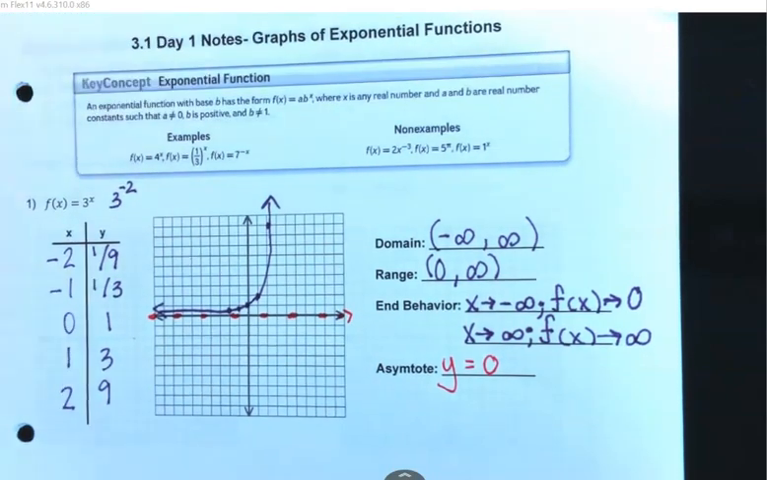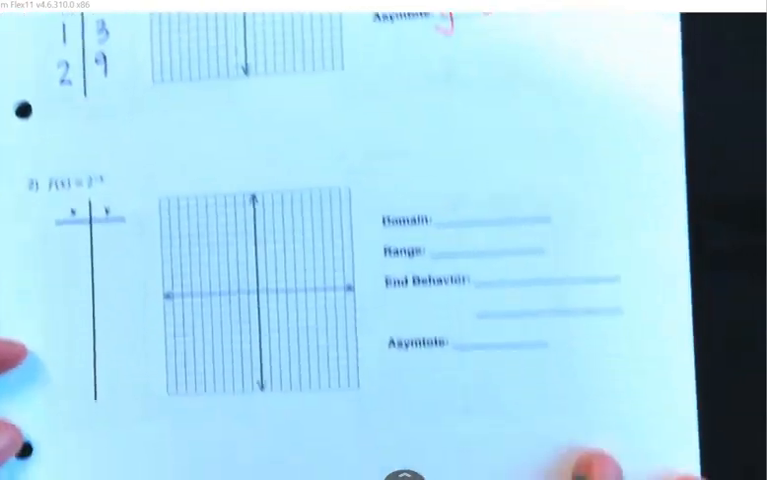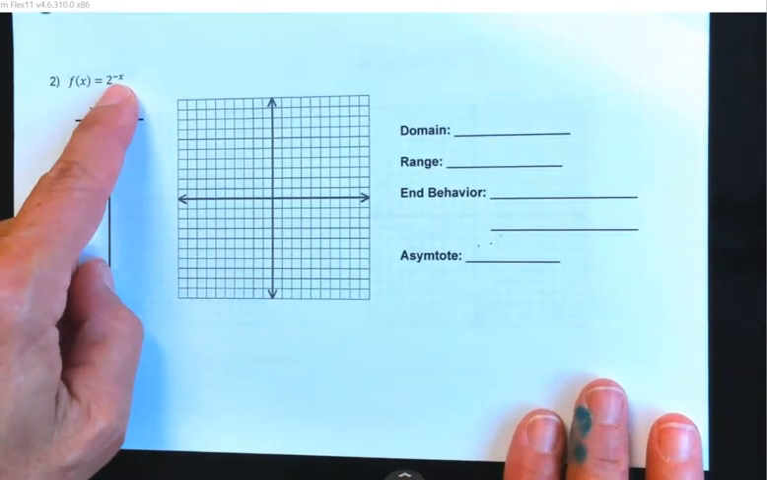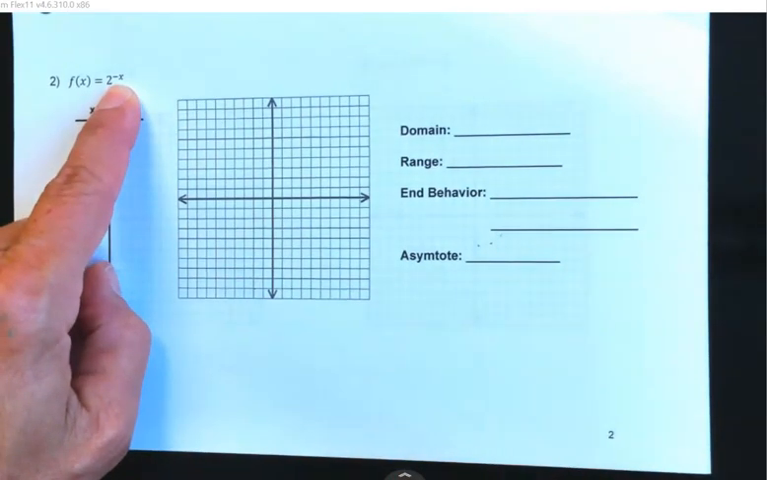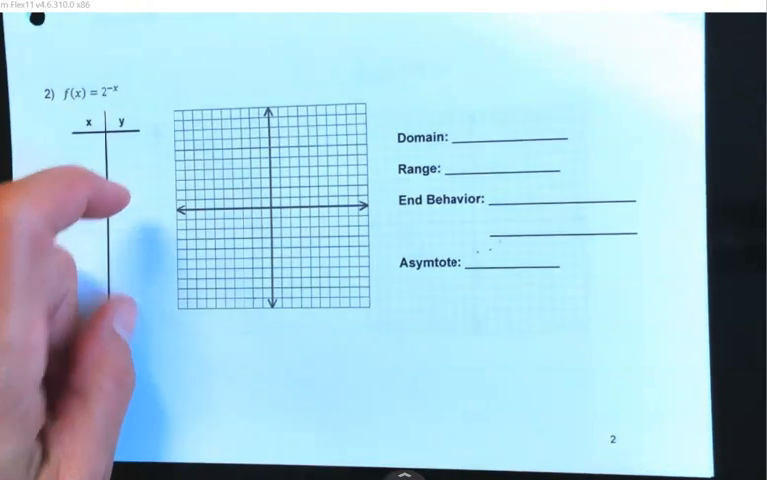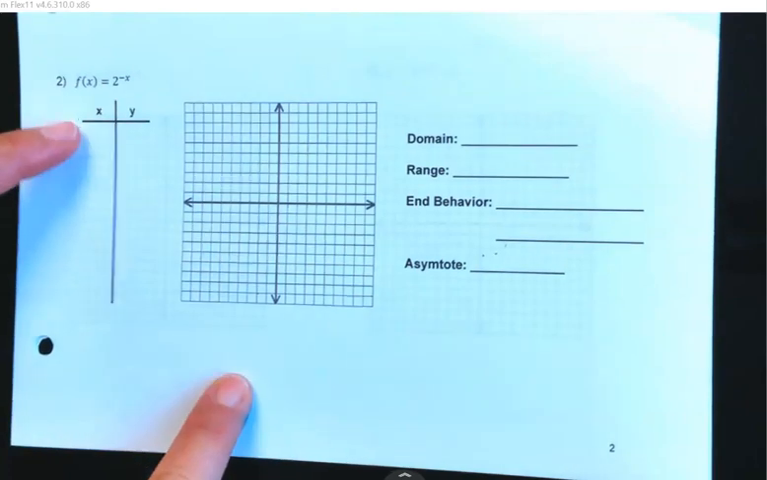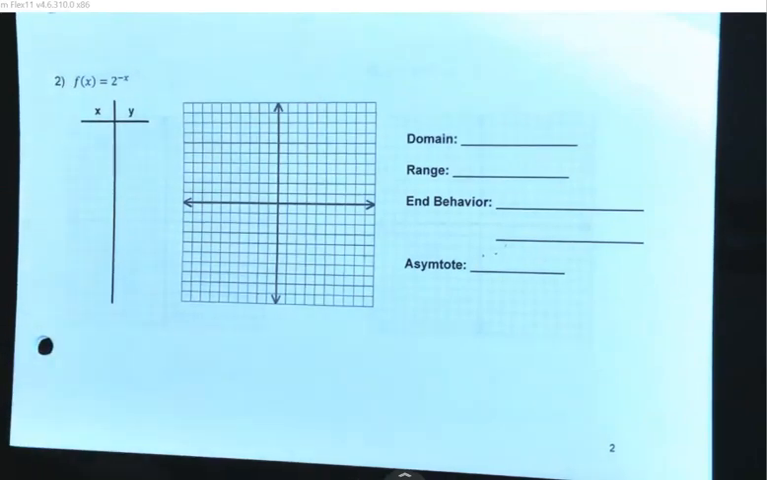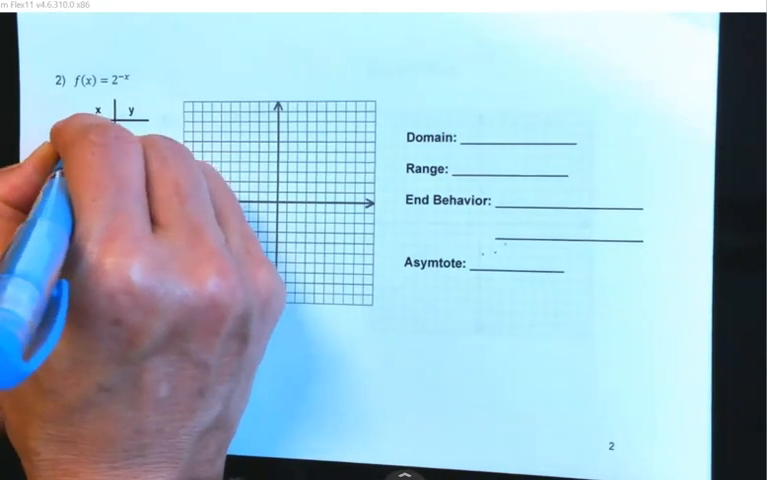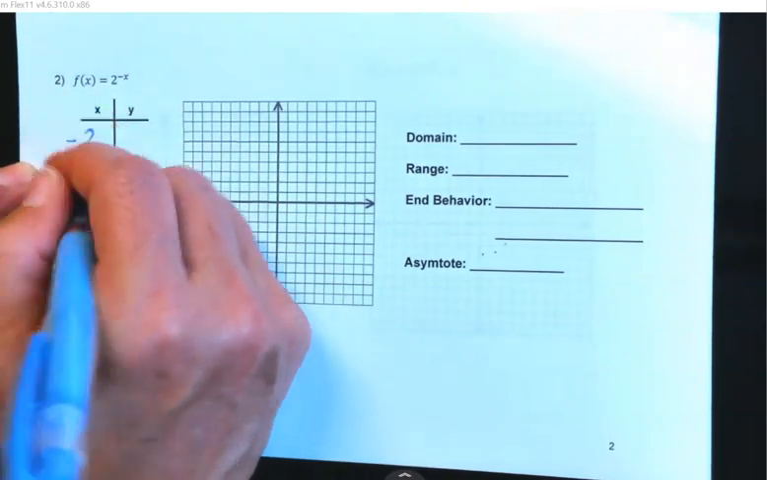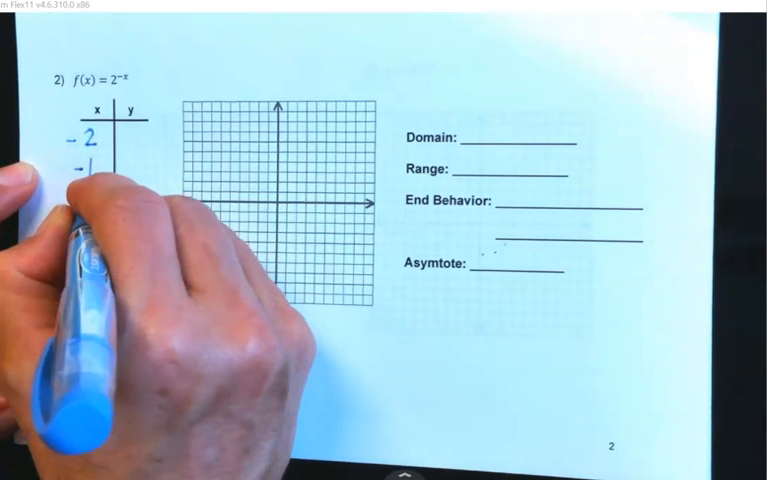Let's take a look then at problem number 2. For problem number 2, you're going to have a reflection happening because you have a negative up there in your exponent. But y'all, we are still using the same inputs. This is still going to be -2, -1, 0, 1, 2. The whole time, these values never change when we plot our graphs. We keep our numbers small here.